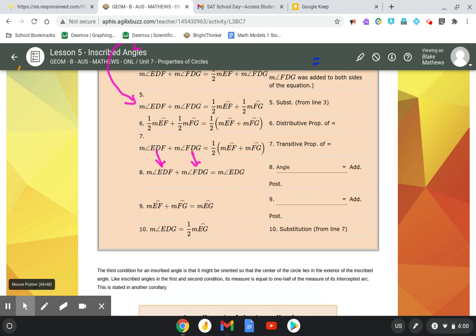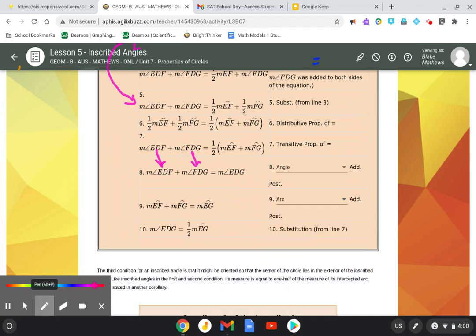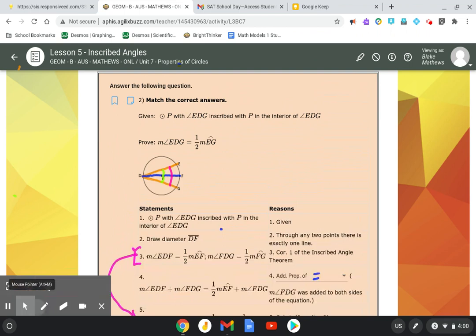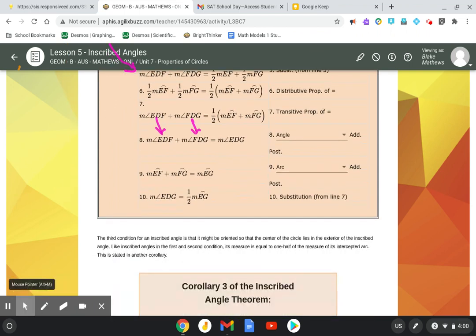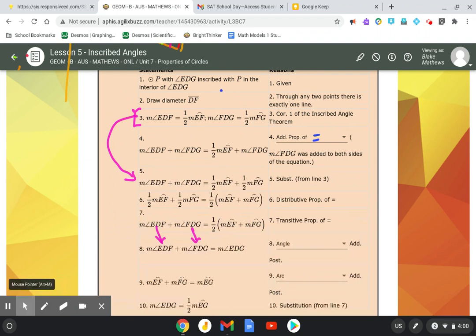Then they're doing the arc addition postulate here. They're saying arc EF and arc FG. Let's run up to our diagram. Arc EF and arc FG equal this whole arc EG, which is the arc addition postulate. And then that's the end of the proof. Make sure you got your answers there. There's only 3 of them on that one.